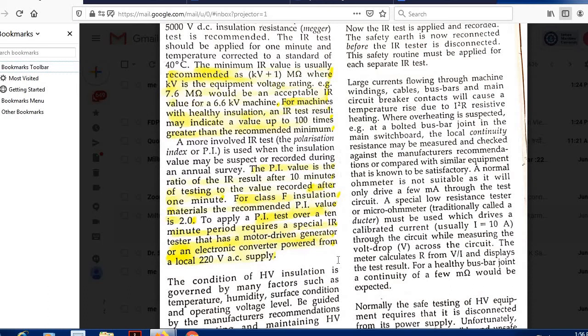Means the voltage is applied to that insulation point for 10 minutes, and if it is applied for 10 minutes, the current is flowing for 10 minutes, and if the current is flowing for 10 minutes, then what will happen? The I square R loss will be more, the insulation surface will be heated more, and its insulation resistance will show less or more. See, the insulation resistance has got negative coefficient characteristic, so when you heat more, then the resistance will show less.